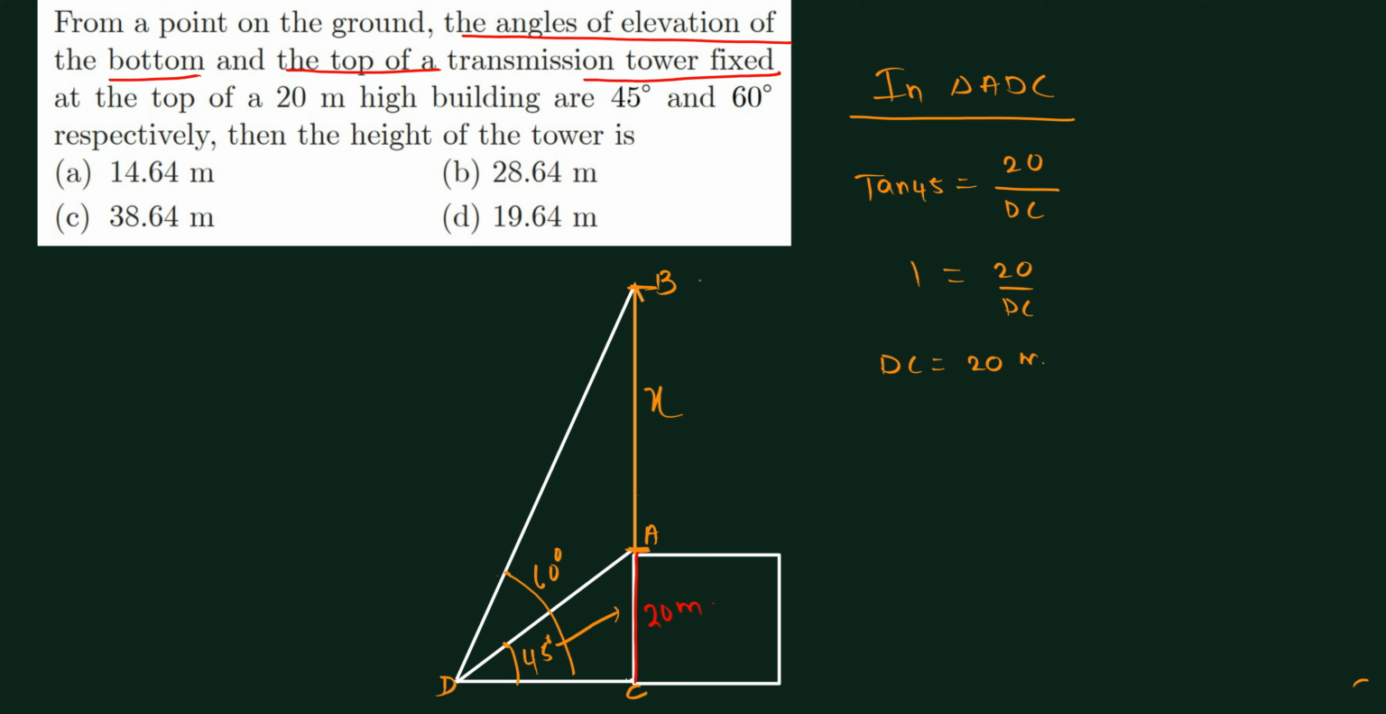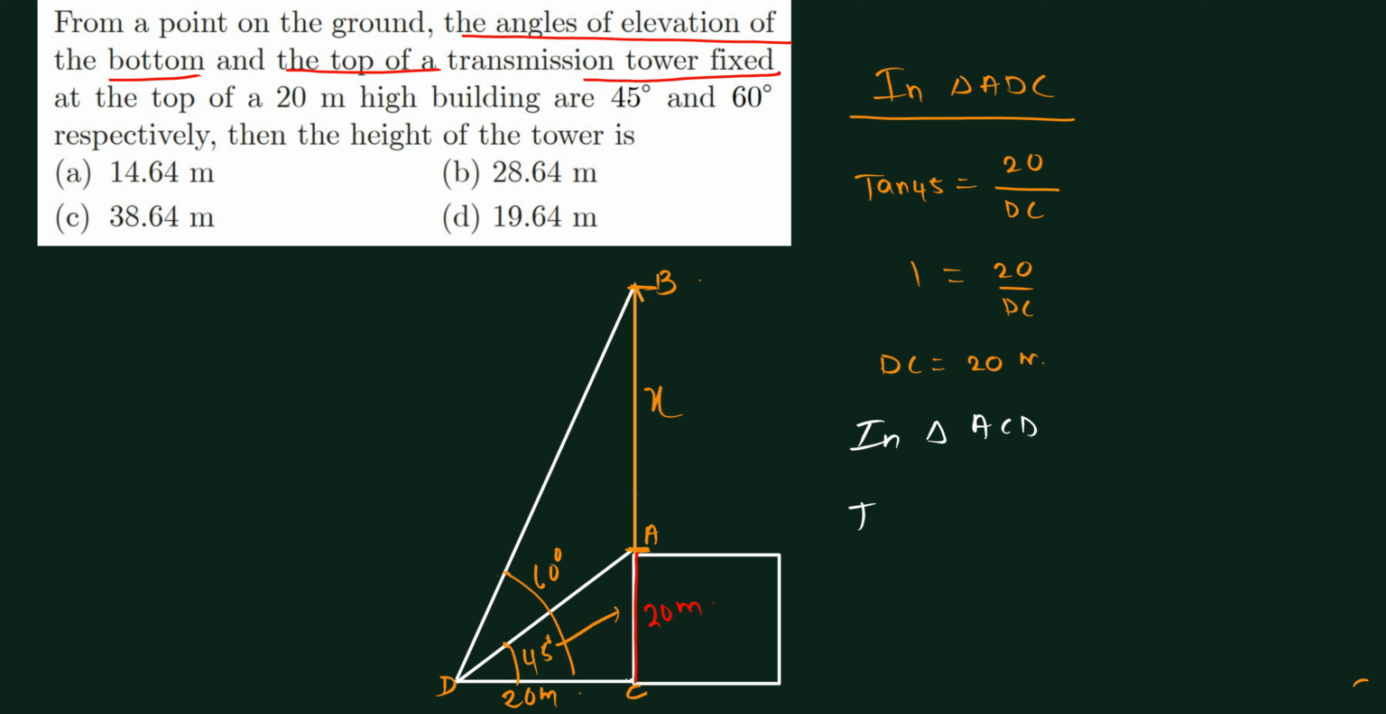20 meter. So how much will you get for this DC value? 20 meter. Okay. Now you find the x value. Then how do you get this x value? You apply the triangle. You take the triangle ACD. In triangle ACD.